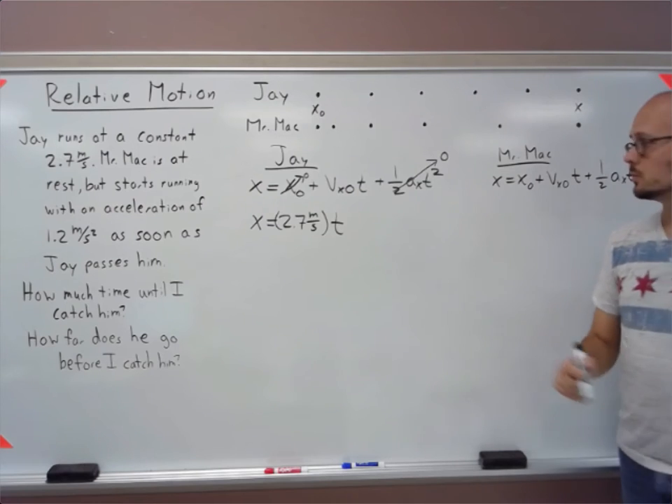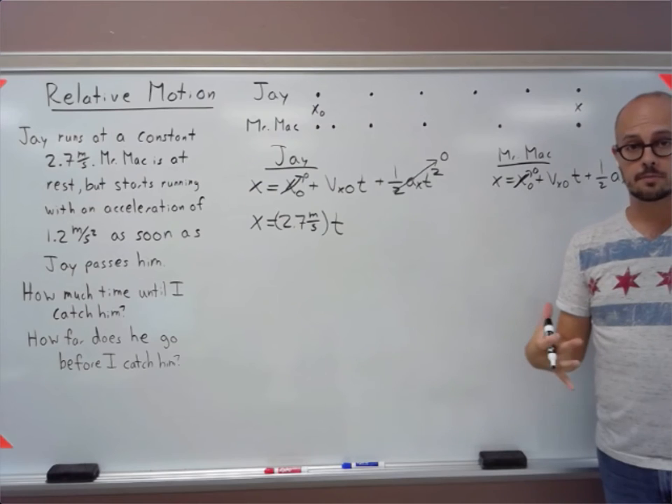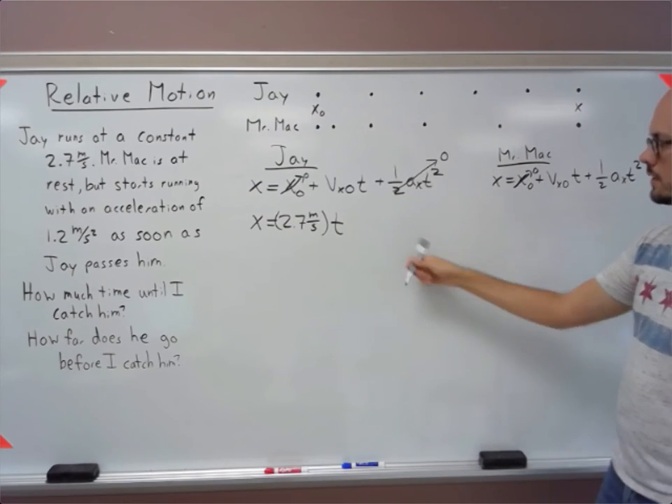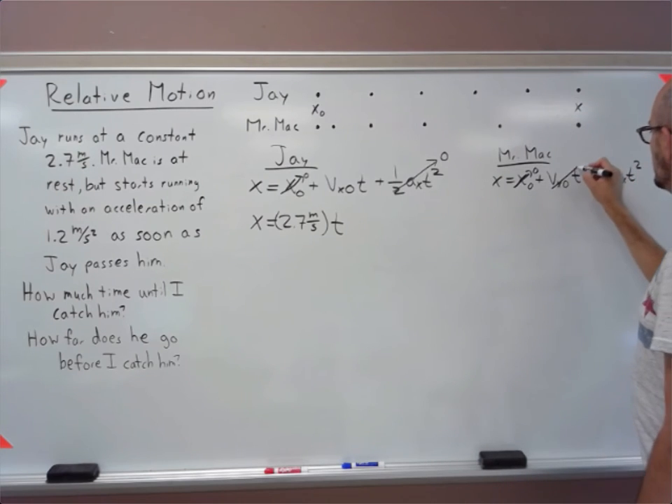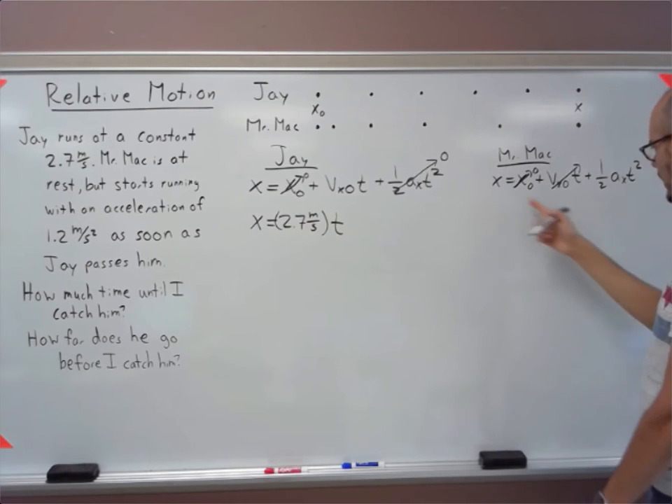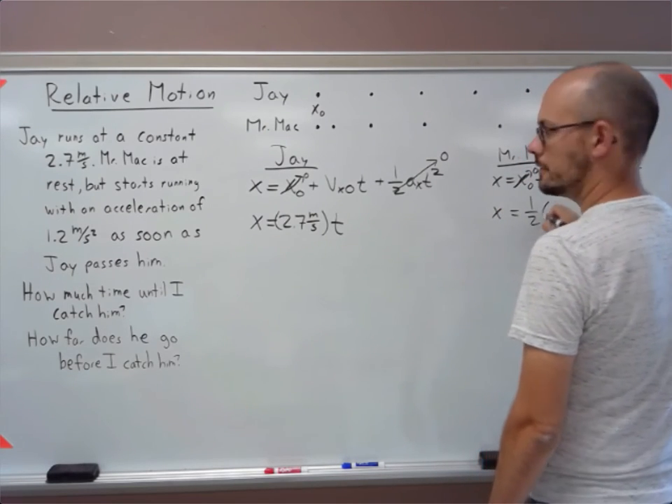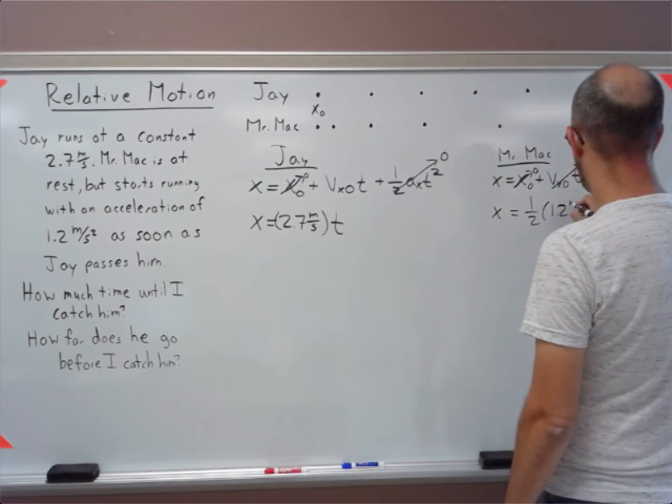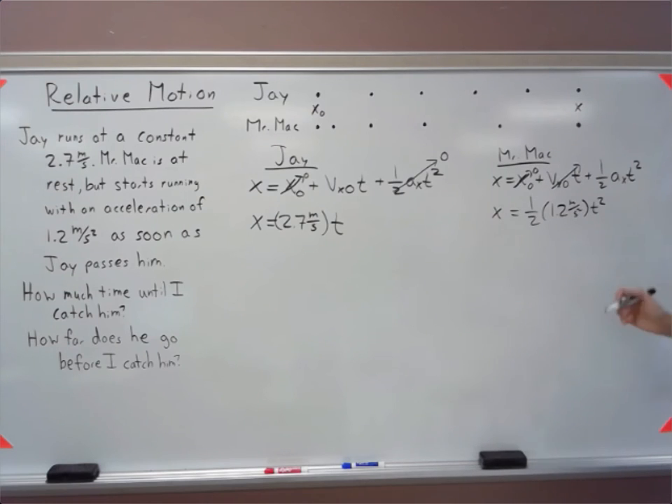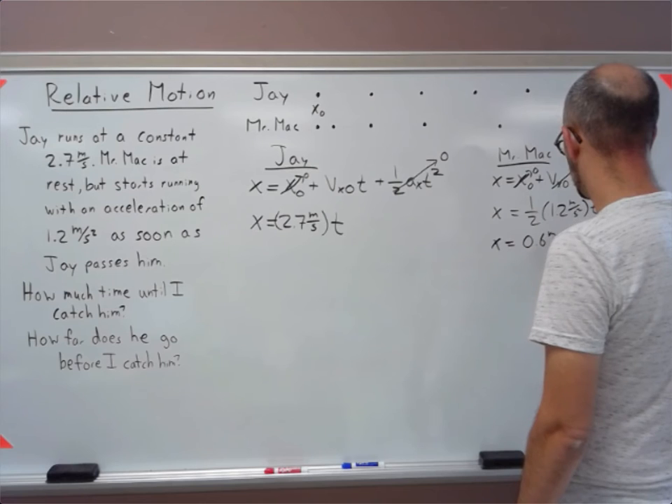Now for me, we can also say that x naught is 0. And the thing that makes my motion different is that instead of having an acceleration of 0, I have an initial velocity of 0. So I'm just sitting there, and then I notice him run by, and I start to chase. So my equation simplifies to x equals 1/2 times 1.2 meters per second squared times time squared. So I can write that as x equals 0.6 times time squared.